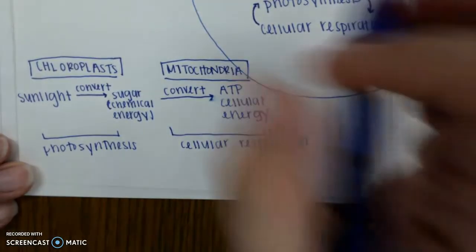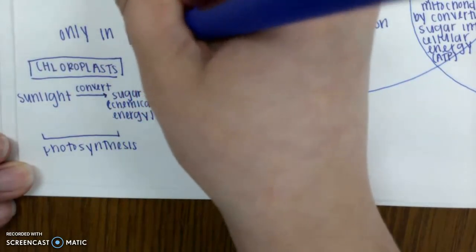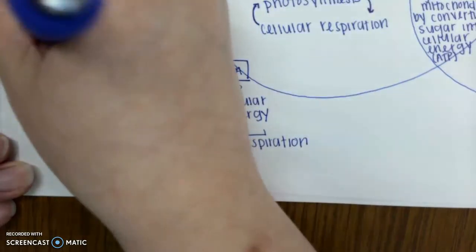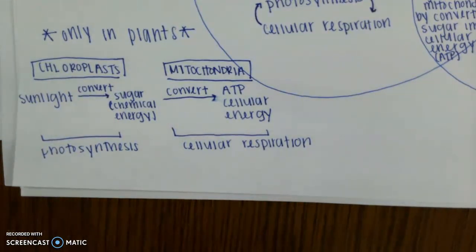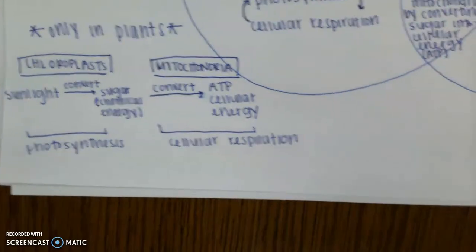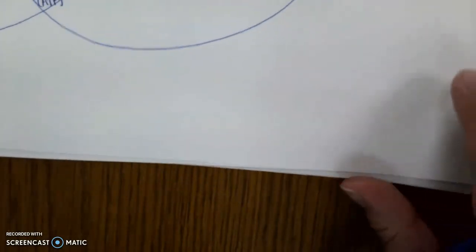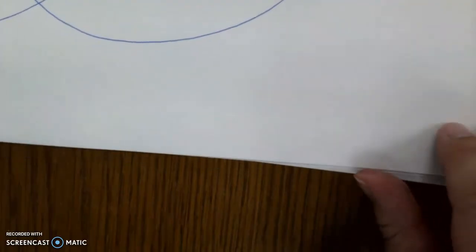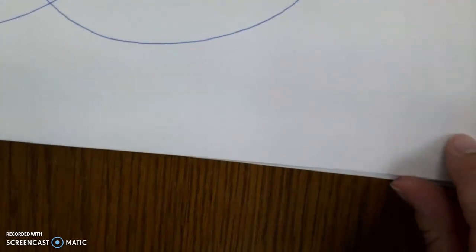Reiterating, this only happens in plant cells. This does not happen in animal cells. Pause if you need to write more of that down. Okay, now we're moving over into animal cells. So, animal cells do cellular respiration. They just don't have the whole photosynthesis thing happening first. It goes from eating food to cellular respiration.